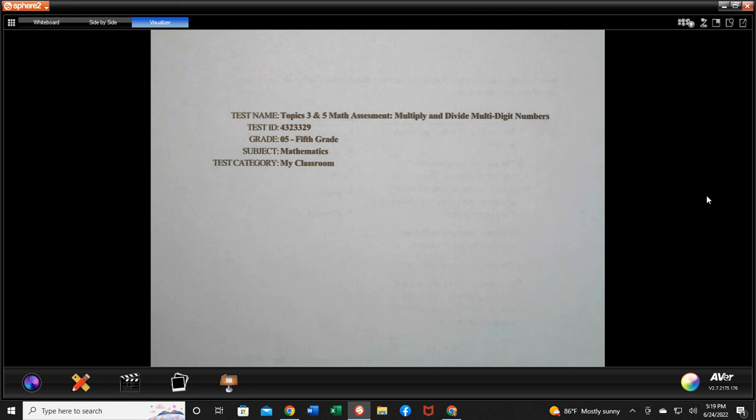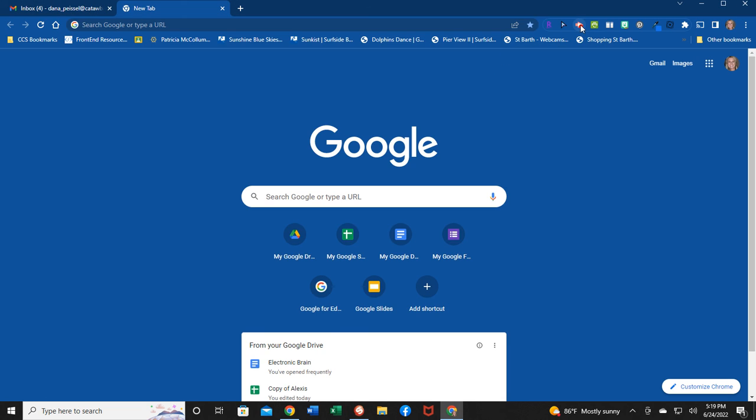All right, ladies and gentlemen, so we just finished going over the solutions to our 15 problems on our topic 3 and 5 test, multiplying and dividing multi-digit whole numbers. All right, we are going to start topic 8 tomorrow. We're actually moving into multiplying fractions. So hopefully everybody's excited about that. I hope everybody has a great rest of the day, and I will see you soon.